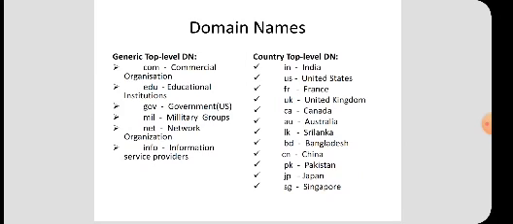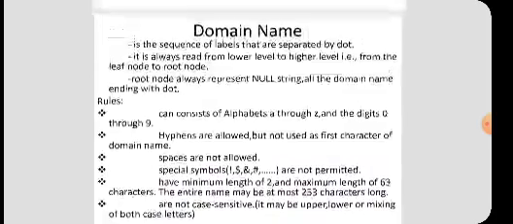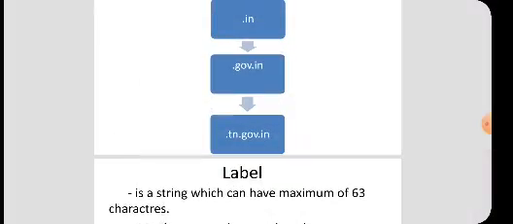What is a top level domain? It is the last part of the domain name. For example, in this picture, .in is the country top level domain and GOV is the generic top level domain that we used. Next we see country top level domains.